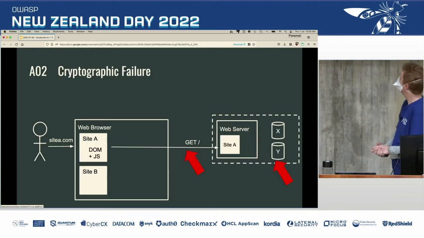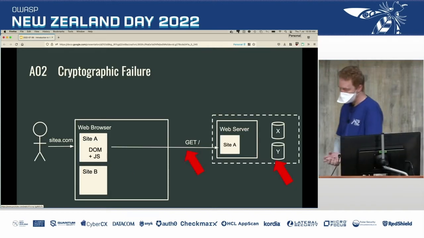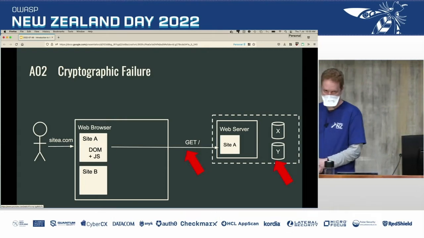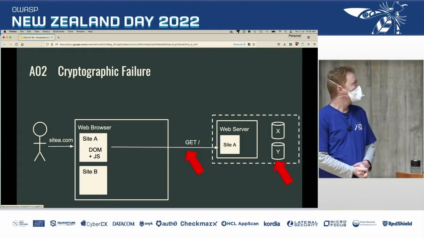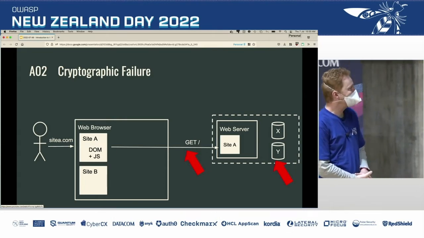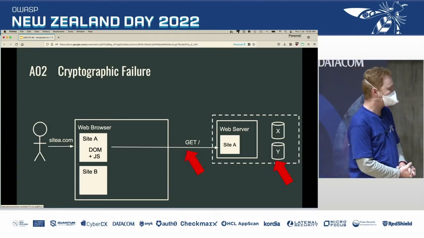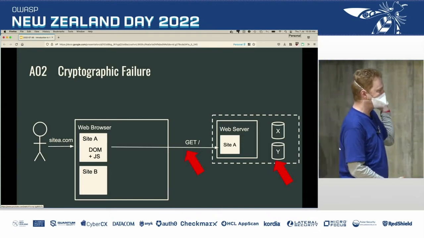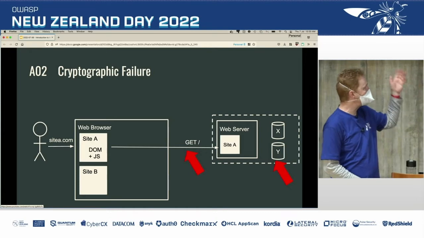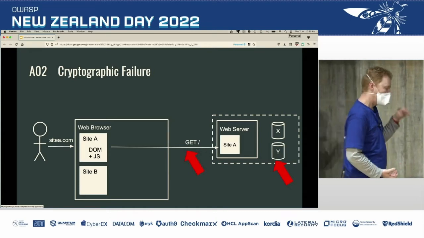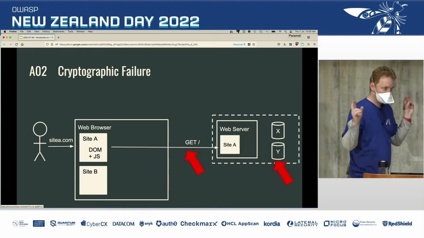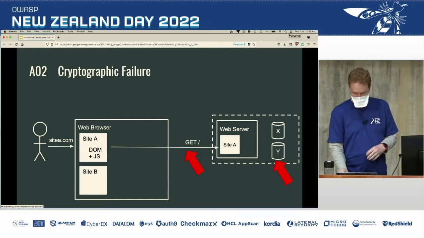So that was A1. A2, cryptographic failures. So here we're talking about protecting data. And there's 2 things that we have to protect. We have to protect the data going to and from our web server and back to the user, and also protect it when it's at rest, so when it's being stored.